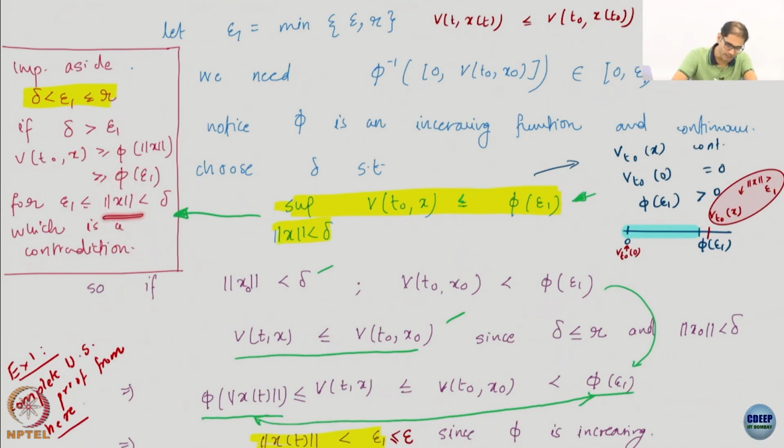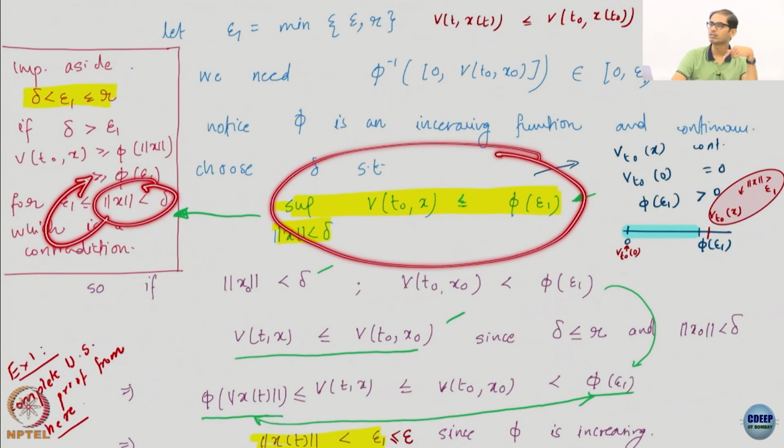Now, if norm of x is in between epsilon 1 and delta, then if norm of x is greater than epsilon 1, I know that phi of norm of x is greater than phi of epsilon 1, right, by monotonicity of phi. So, what have I just proved? I have proved that V T0 x is greater than or equal to phi epsilon 1 for some norm of x. Okay. And this norm of x is still within the initial condition bound, because the initial condition bound was less than delta, right. So, this norm of x is still satisfying this initial condition bound, and within this bound I have now proved that V T0 is greater than phi epsilon 1. Okay. But this is a contradiction, right.